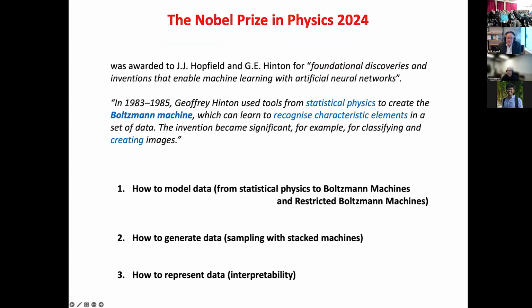And I would like just to start with a quotation from the Nobel Academy. Geoffrey Hinton used tools from statistical physics to create the Boltzmann machine, which can learn to recognize characteristic elements in a set of data. The invention became significant, for example, for classifying and creating images. That's a quotation I took from the website when I prepared this presentation.